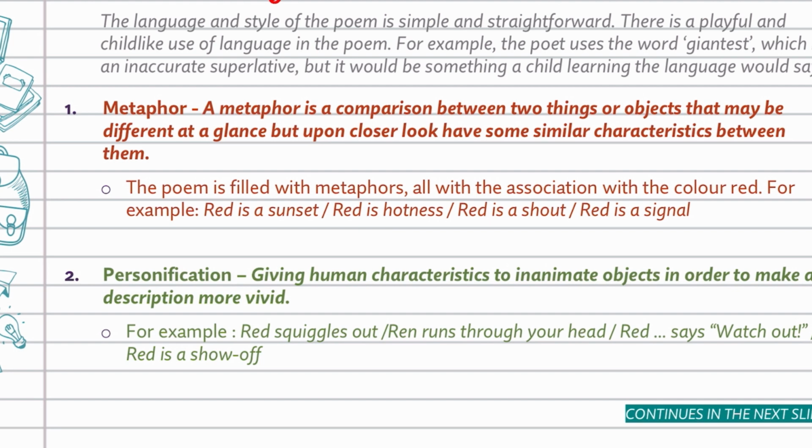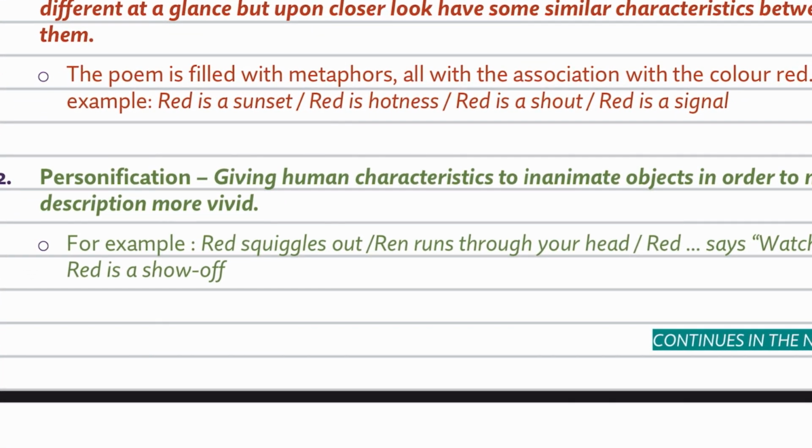Okay, now the poem is filled with metaphors, all with the association with the color red. Okay, poem ni ada banyak sangat metaphors dan dikaitkan dengan warna merah. Contohnya, red is a sunset, red is hotness, red is a shout, red is a signal. Okay, itu contoh je lah.